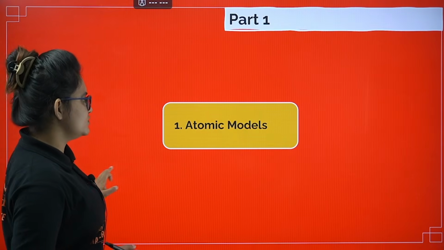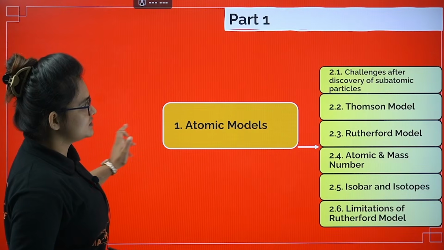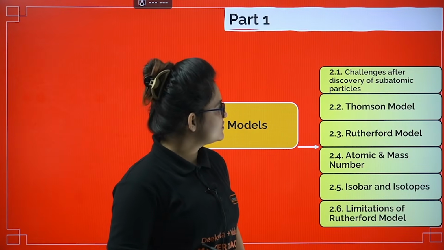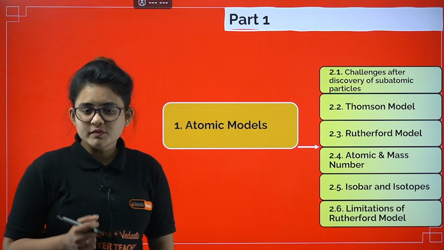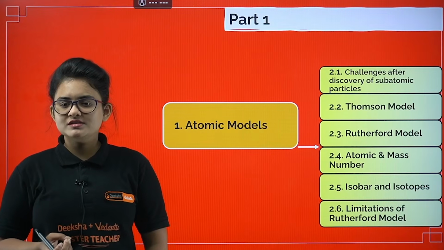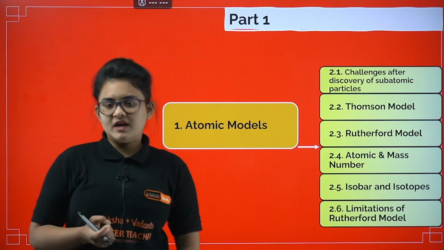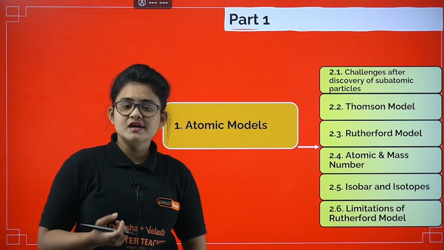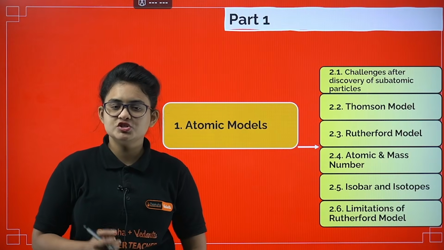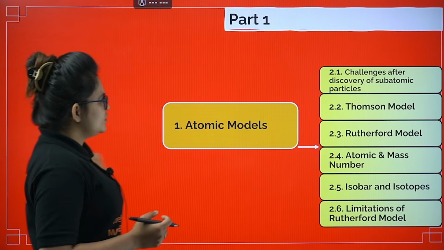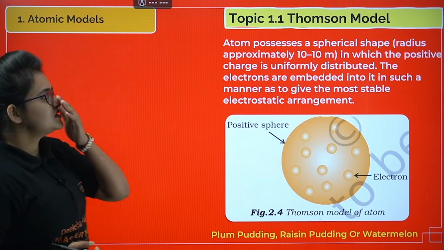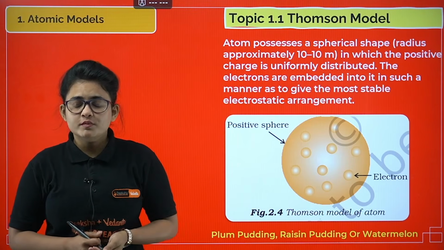First topic is atomic models. Here we are going to discuss the challenges after discovery of subatomic particles, Thomson's model, Rutherford's model, atomic mass and atomic number, isobars and isotopes, and limitations of Rutherford's model. So first, let's discuss Thomson's model.